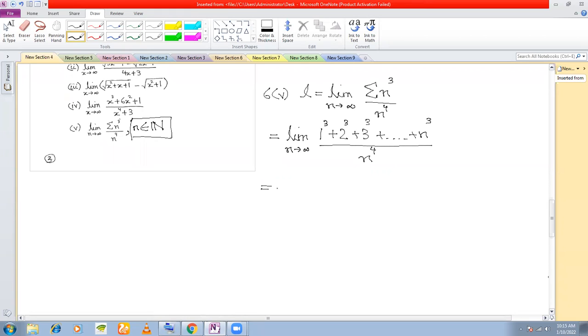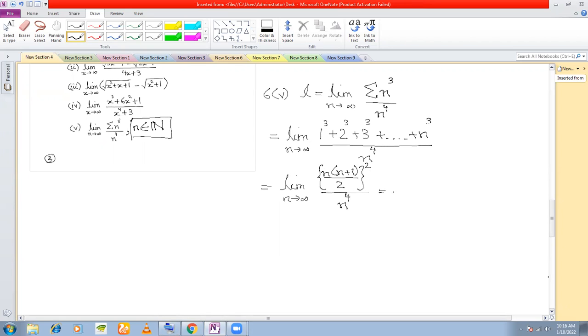Now, do you know the sum of the cubes from AP? What is the sum of the cubes of the first 10 natural numbers? Yes, sir, 10 into 11 by 2 whole square. N into n plus 1 by 2 whole square. Yes. So the sum is n into n plus 1 by 2 whole square, divided by n to the power of 4.